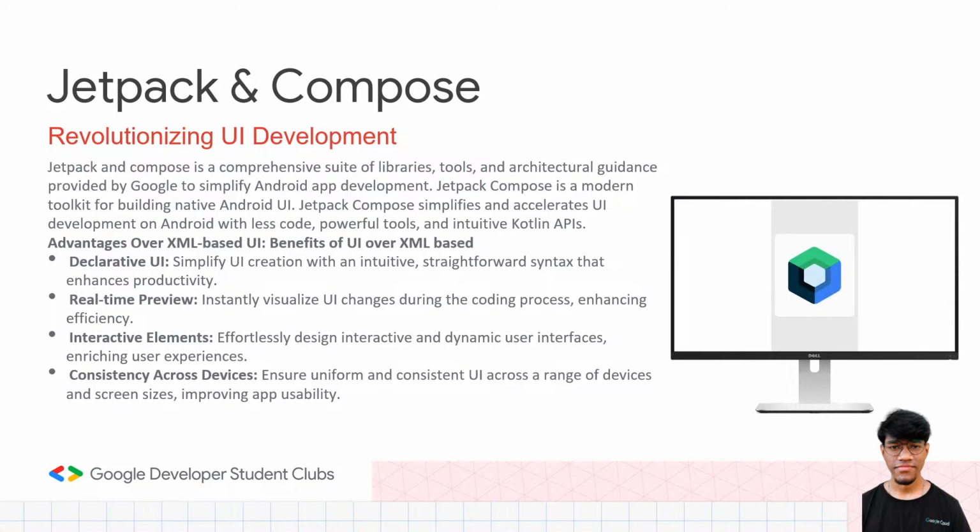Mostly, Android Studio is about XML-based code writing. But Jetpack Compose helps us include UI features such as declarative UI, simple UI creation with an intuitive, straightforward syntax. Also, real-time preview, which means we can instantly visualize the UI changes during the coding process. Interactive elements help us create dynamic user interfaces and user experiences. It also helps in a uniform and consistent UI across a range of devices and screen sizes, therefore improving app usability.